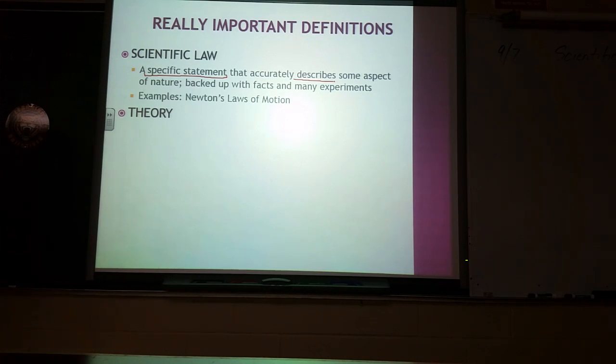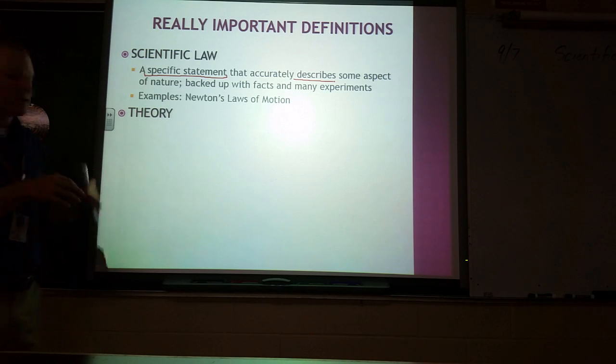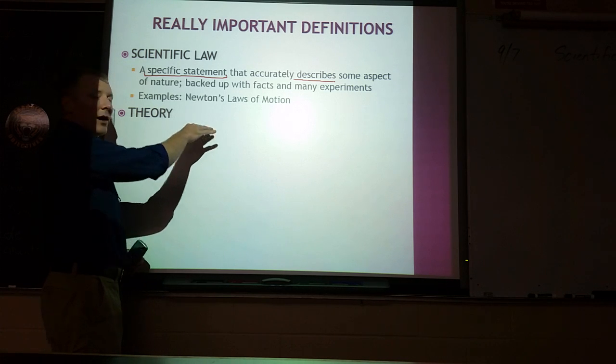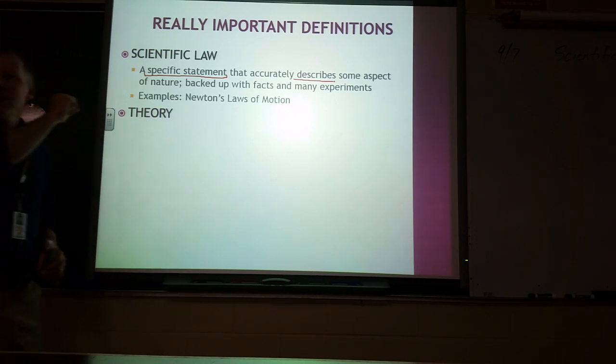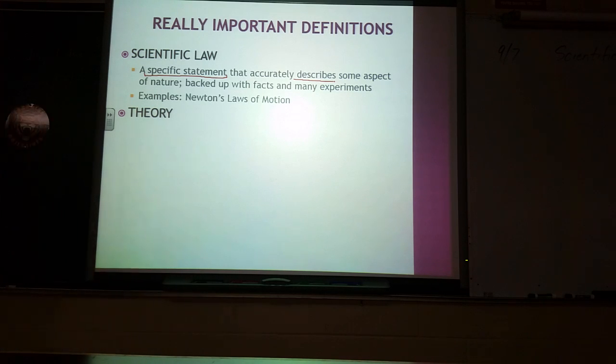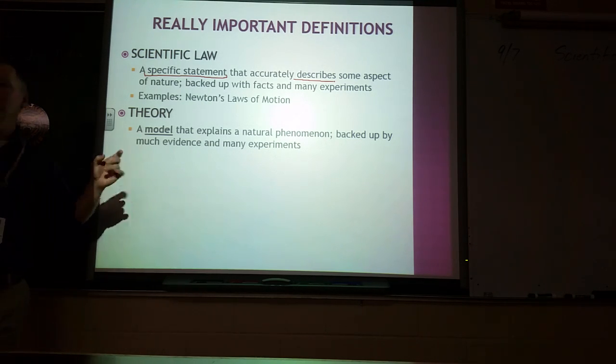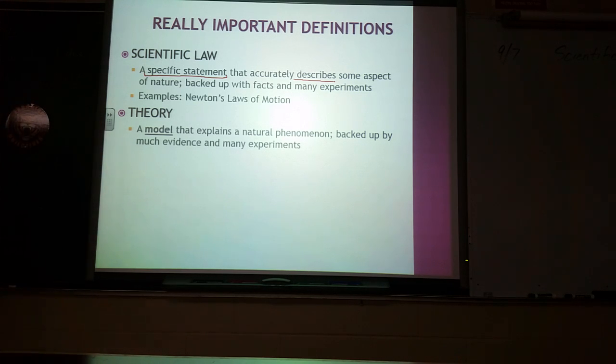If we built up a pyramid of science, we'd have lots of ideas down here, then some experiments, then probably some laws, and at the very top of that pyramid, the most important part would be a theory. In science, a theory is a model that explains a natural phenomenon, and it's backed up by a lot of evidence and experiments. We take all of the information we have on a subject, we combine it, and we make this model that helps us understand things as best as we possibly can, given the information we have now.